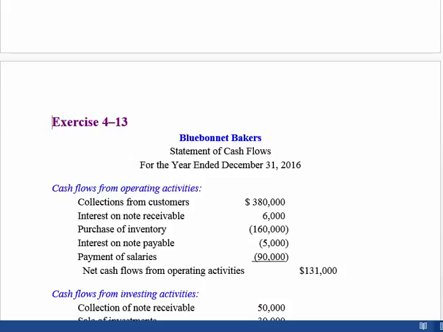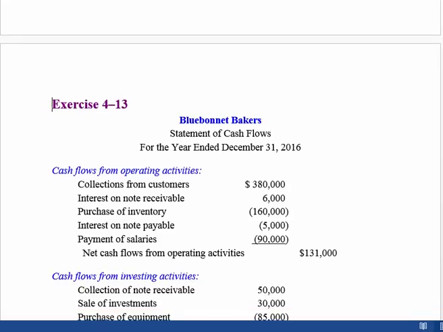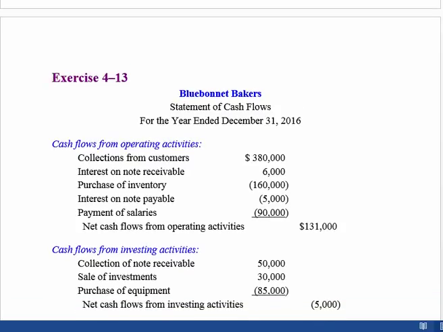Sale of investments is also an investing activity. That's cash coming in, $30,000. See if we have any cash going out for investments. I believe we did. Purchase of equipment. It's a negative $85,000. And we'll total all those up to get net cash flow from investing activities, a negative $5,000.